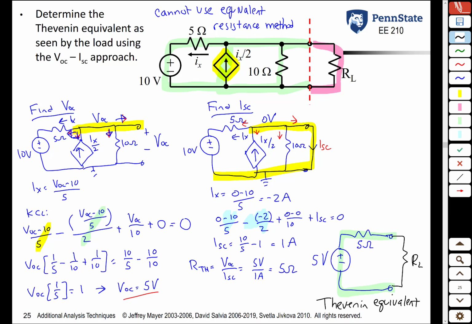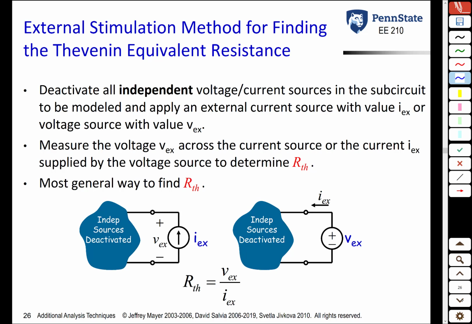So in this example, we found the Thevenin equivalent using our second approach, which is the VOC-ISC approach. And we had to use that approach in this example because we had the dependent source. So now let's look at a third method for finding the Thevenin equivalent resistance. Once again, this third method is more complicated than the second method, which was more complicated than the first method, but this third method, once again, is going to be more versatile than the other two methods. There are some circuits where this method works, where the second method and the first method don't work. And this is called the external stimulation method for finding the Thevenin equivalent resistance.